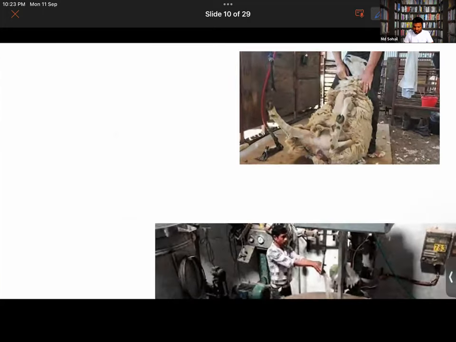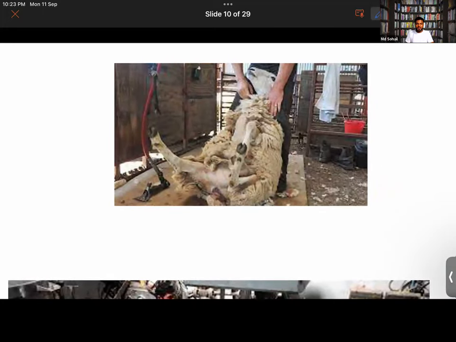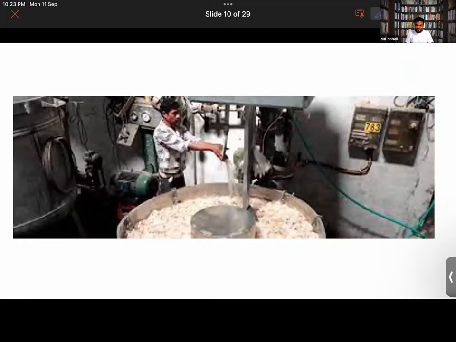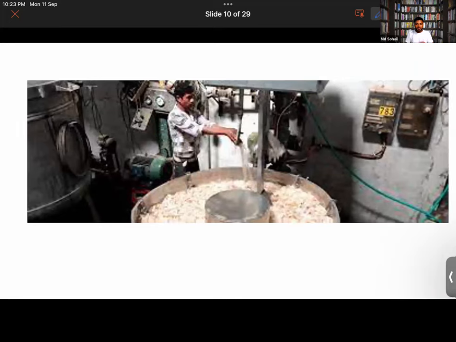Look at this diagram. What does this diagram show? Which step is this, sorting, shearing, or scouring? Shearing, obviously. What does the second image show? He's washing it using the machine. Earlier it was done manually. It is called scouring. If you remember, we talked about it.